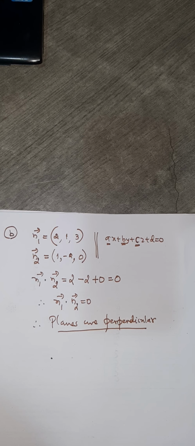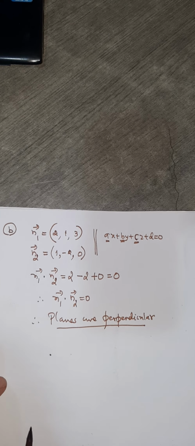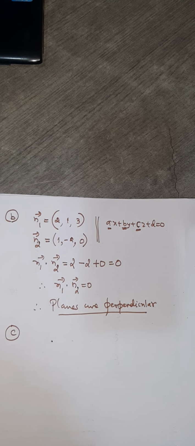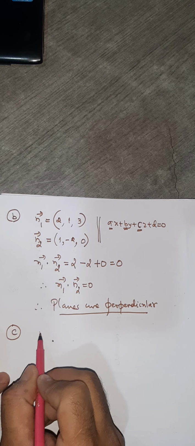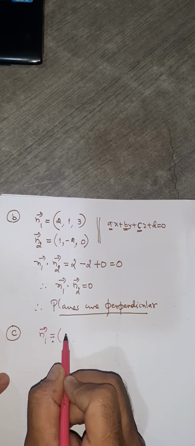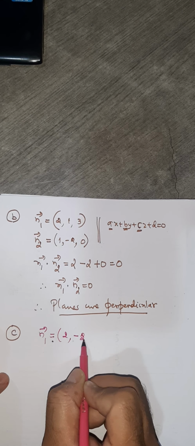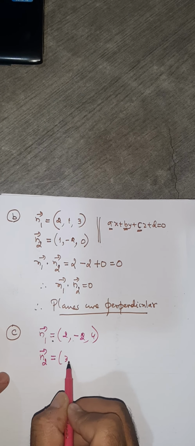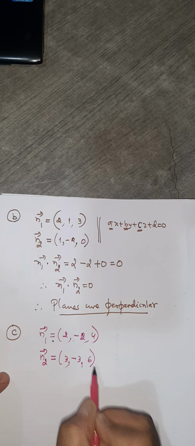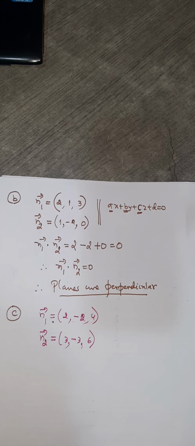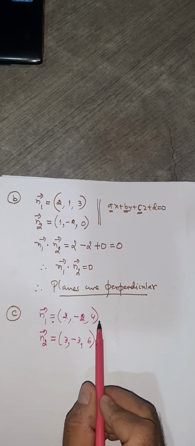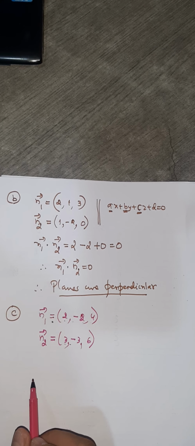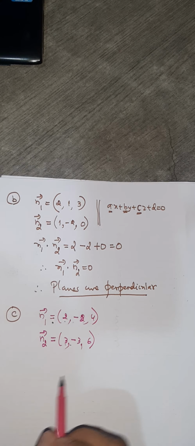Next question. What about the next? Question number C, the third sub question. There, what's the normal to the first plane? Normal to the first plane, you can see it is 2, minus 2, 4. And the normal to the second plane is 3, minus 3, 6. Coefficients of x, y, z. Now here, you can see that they are multiples.